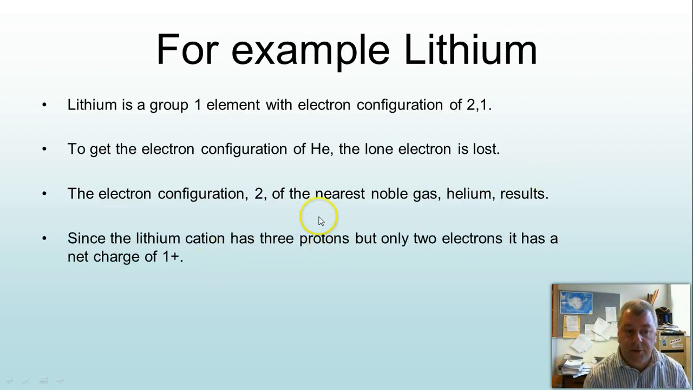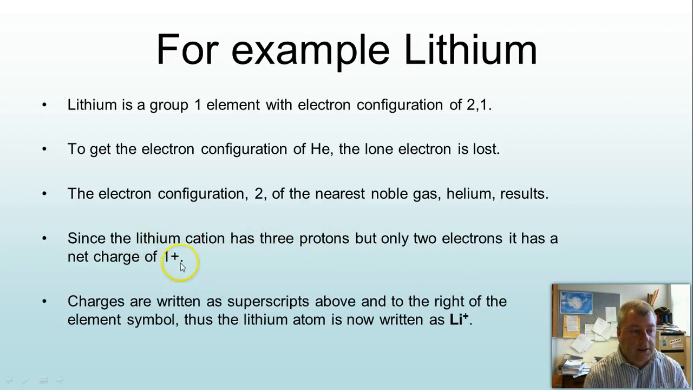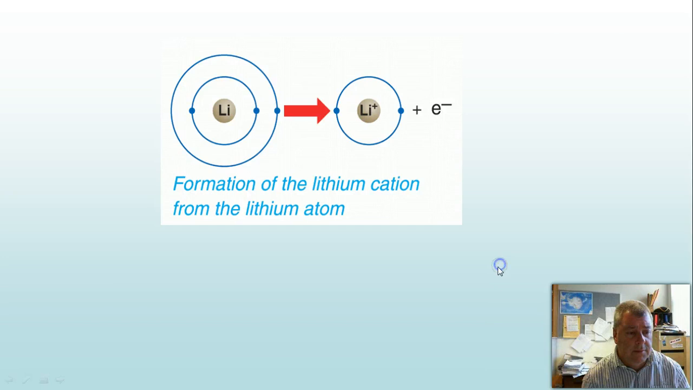Because it has 3 protons, and remember, what we call an element is defined by the number of protons, not the number of electrons. So it's still lithium, but now it has a charge of +1. These charges are written as superscripts, so above and to the right of the element symbol, such as this. We don't have to write the 1 there, but if it was a 2, we'd have to write the 2. Some people write 2 crosses, but I prefer to write +2.